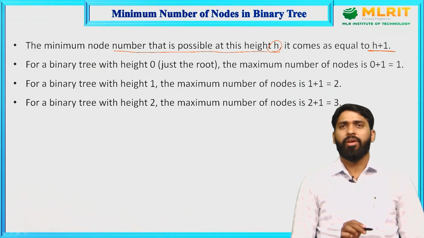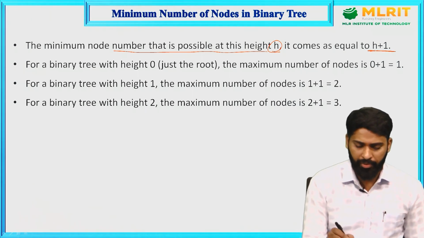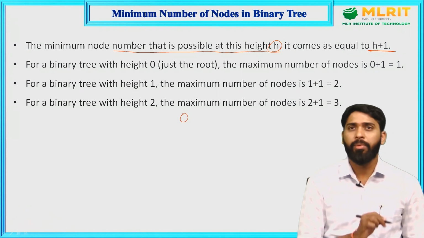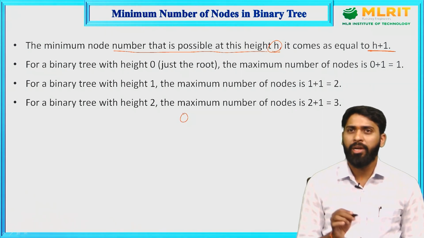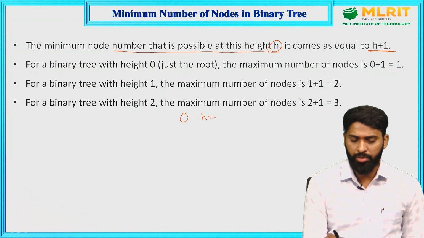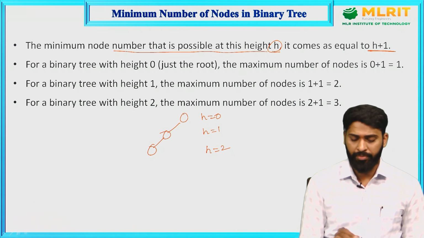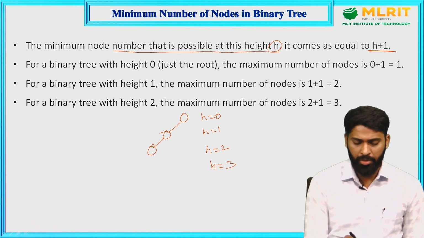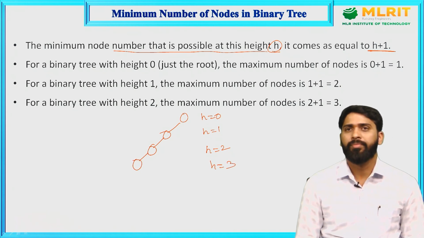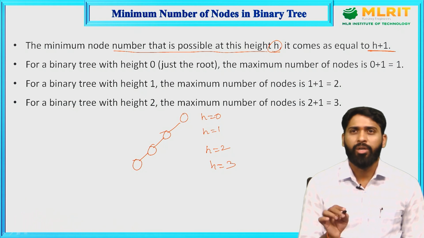Here we are calculating the minimum number. For example, this is the minimum number of nodes possible at height equals 0. Now, consider height 1. Minimum means only one node. Consider height 2. Minimum number means only one node. So, h equals 3. Minimum number is only one node. Here the formula to find minimum nodes is h plus 1.